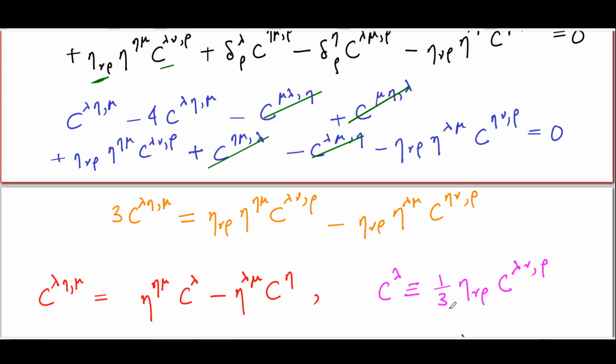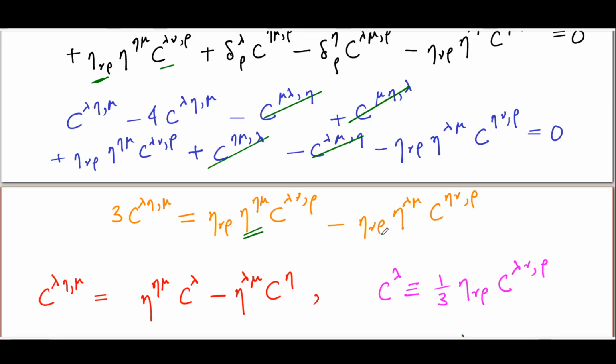C lambda eta comma mu is basically going to be eta mu times this object into 1/3, of course. But this object is what you get when you contract the last two indices of the C with a lower index eta. And now the only free index left here is lambda. So we are going to call this C lambda. So C lambda by definition is 1/3 of eta nu rho C lambda nu comma rho.